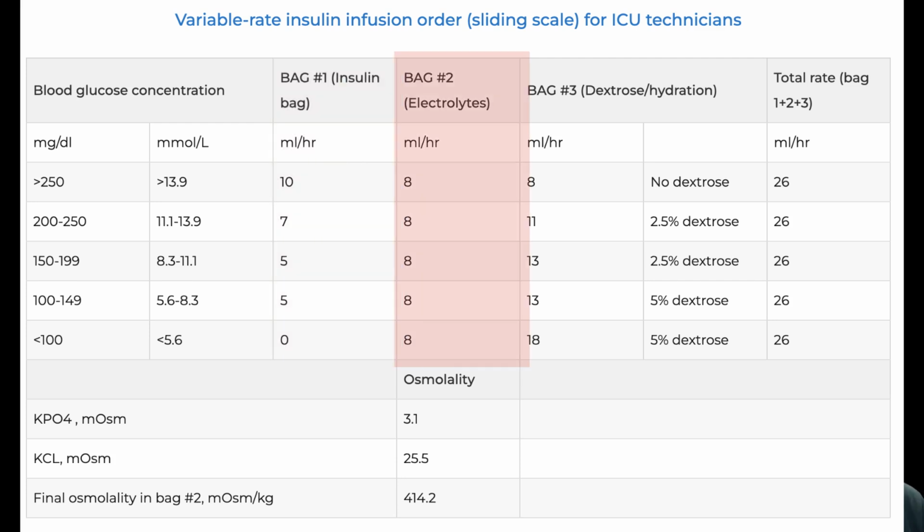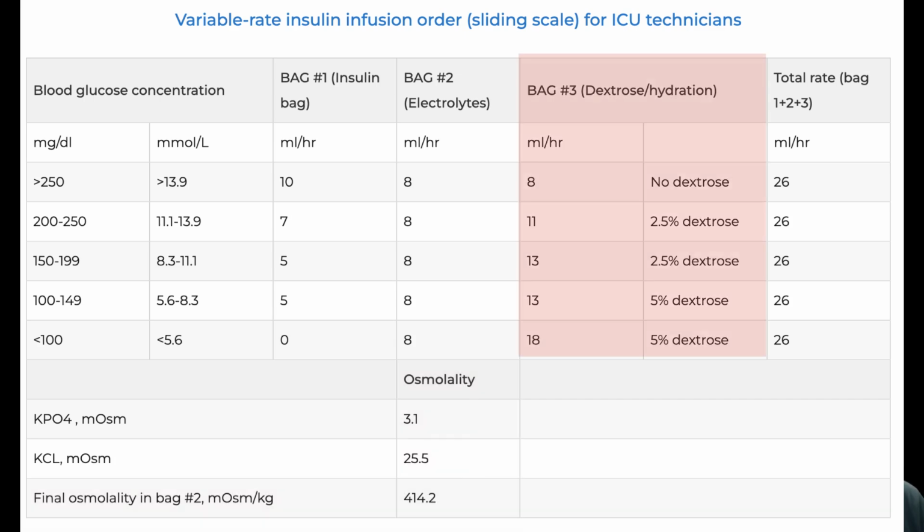Column number 4 is the fluid rate in bag number 2 that contains potassium phosphate and or potassium chloride, in our case both. This bag will run at constant rate of 8 ml per hour regardless of blood glucose levels. It is also important to note that the calculator will give you the final osmolality in this bag, and currently it is 414.2 milliosmoles per kilogram. If your patient does not have a central catheter, this osmolality should be below 600, which is the case in this cat. Otherwise, it may be too irritating and cause thrombophlebitis.